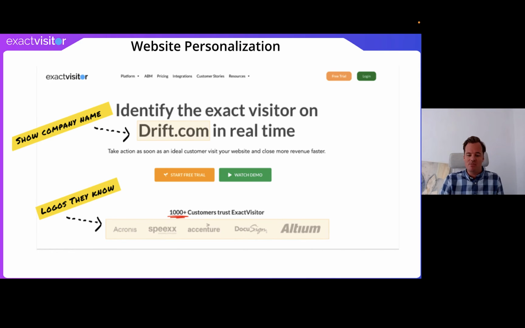So instead of saying identify the exact visitor on your website in real time, we're going to say identify the exact visitor on Drift.com in real time. We can swap the logos. For example, if financial services has logos in the bottom there, we can swap them to be SaaS companies that relate to them in the visit. That makes them more likely to buy.